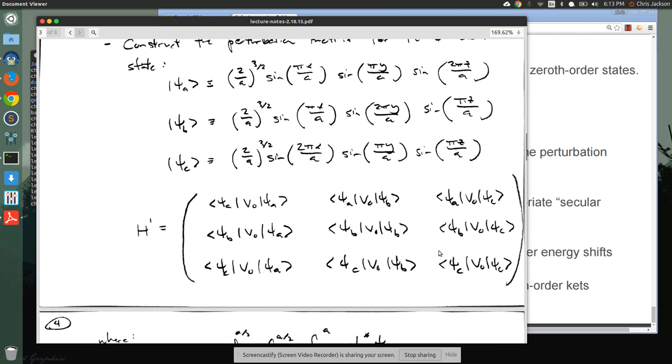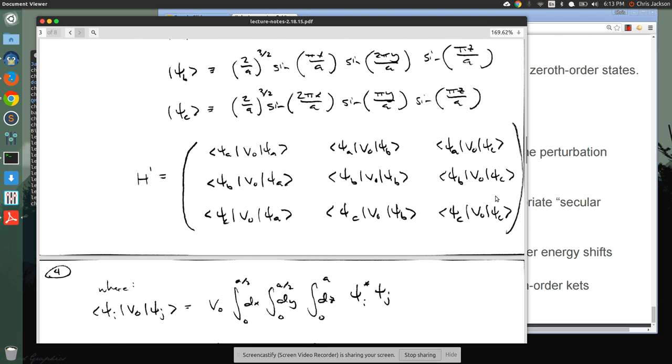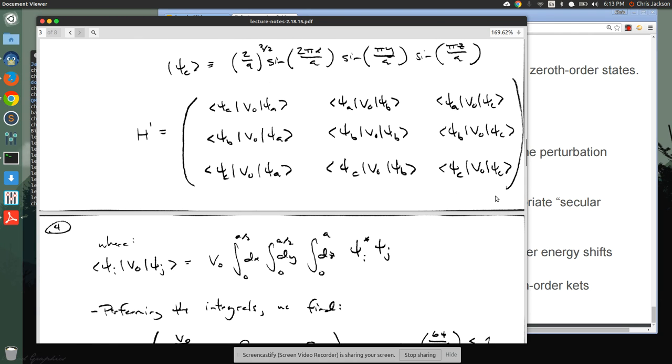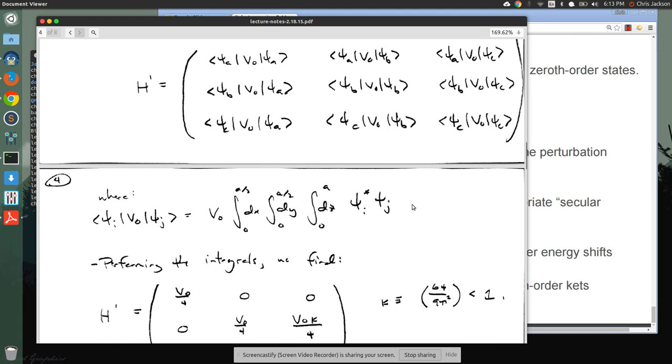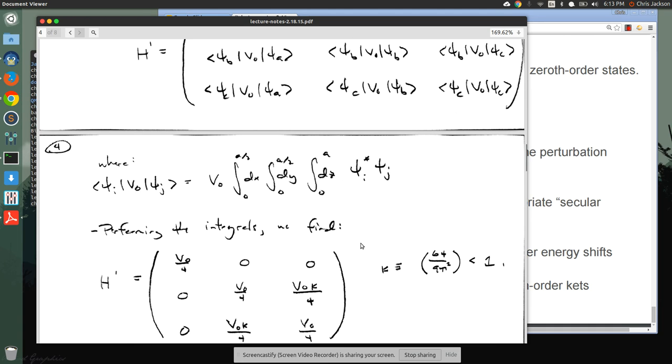Okay, so then I want to construct this 3 by 3 matrix by sandwiching the perturbation between the wave functions, right? So here are the diagonals. I have AA, BB, and CC, and here I have AB and BA and CA and AC, and so on and so forth, okay? So what I want to do is go through and compute those matrix elements, where those matrix elements take this form, right? Something similar to this, okay?